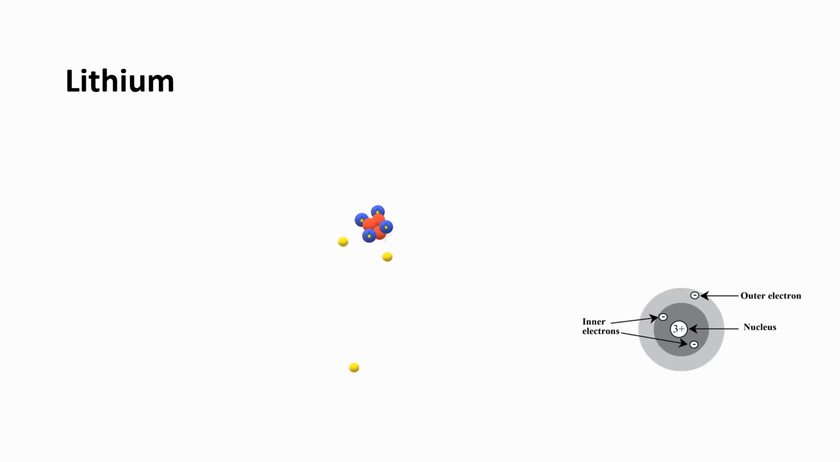Scientists have a little different way of drawing this. They represent a nucleus with the number of protons, 3 in this case, and then an inner shell with 2 electrons and an outer shell with 1. In the future, this is the way we will start drawing atoms.